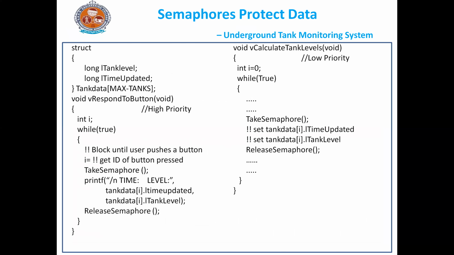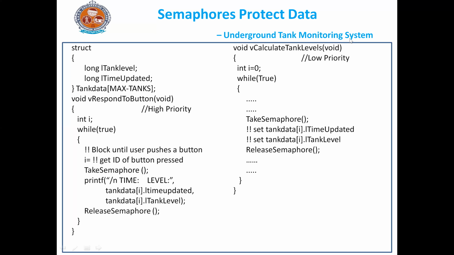Now we will see how the semaphores protect the data. In the previous session, we have seen the example of the underground tank monitoring system, where two different tasks are using shared data. The same example has been taken here. Here we calculate tank levels; it is calculating the tank level.